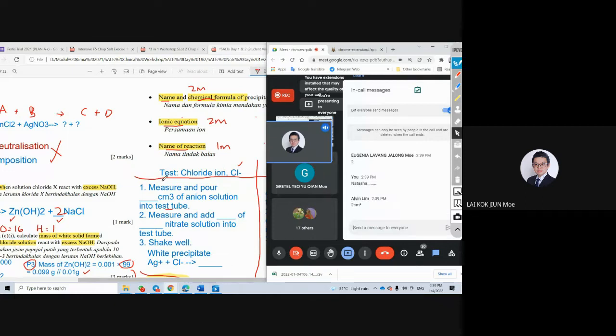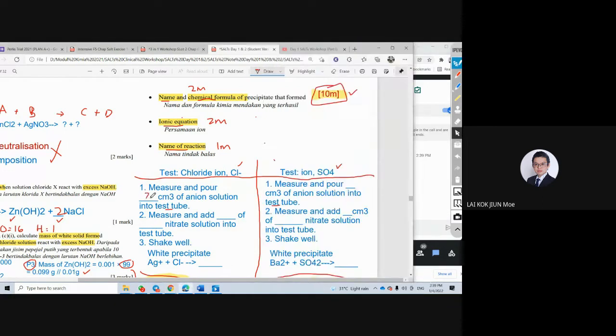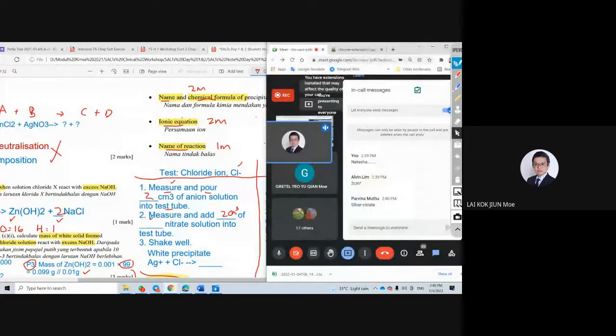So 2, everyone use 2, very good. 2 is standard one, logic. You see, I would use the word measure and pour. So I don't need to mention the measuring cylinder. No need, because the word measure is enough already. So measure and add how many? 2 also. This one also 2 of what nitrate? For chloride is what nitrate? Silver nitrate, very good, Pravina.